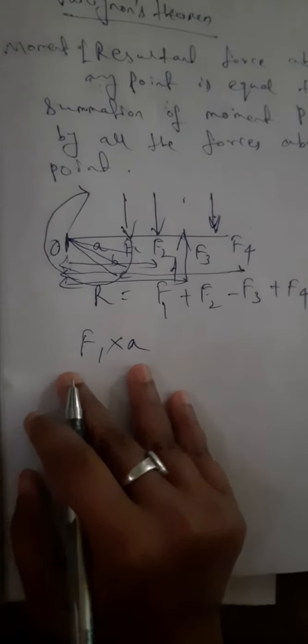So what moment does each force contribute? The moment about this point O is F1 into the perpendicular distance, but we have to check the sign. F1 is acting in the downward direction, so it will rotate the body like this, in the clockwise direction. So it is a clockwise moment, and we take it as positive.